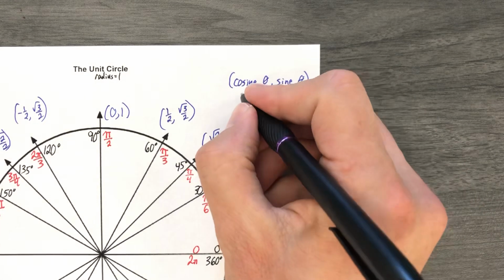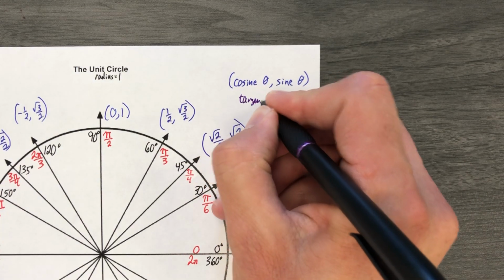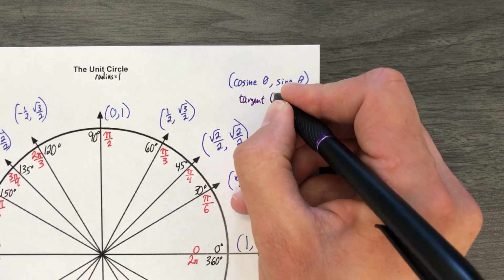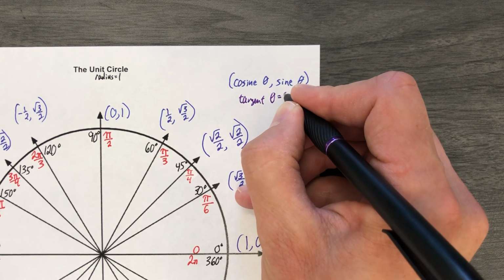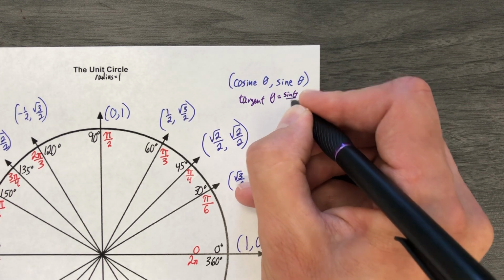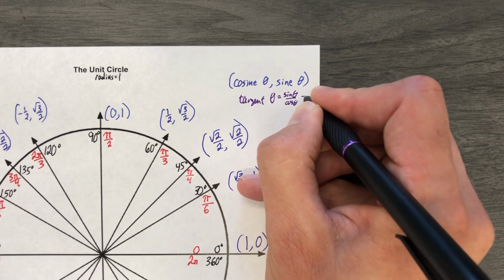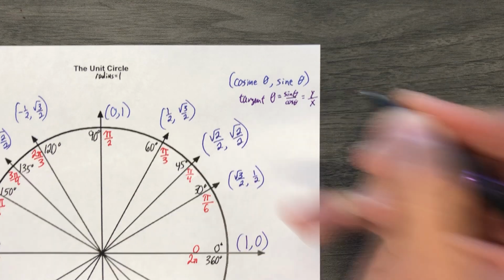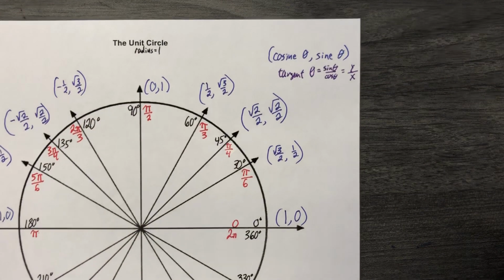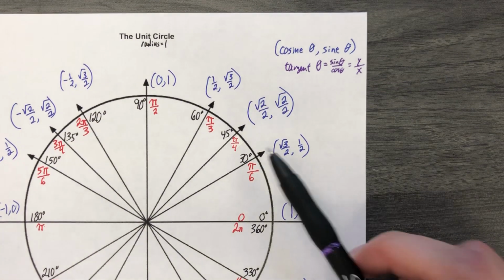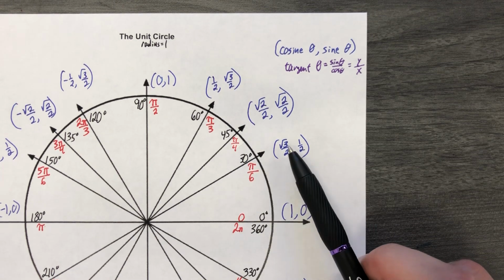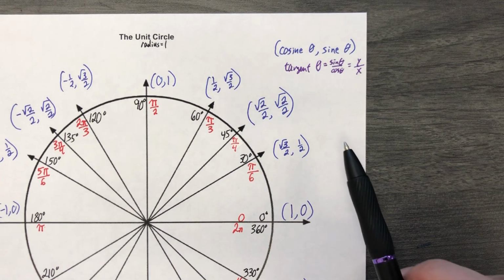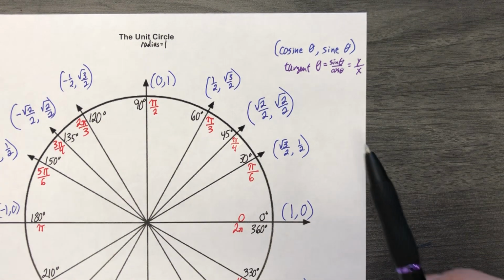Tangent of my angle is equal to sine of my angle over cosine of my angle, which is equal to y over x. Now, I can say, what's the tangent of 30 degrees? And you would say 1/2 divided by square root of 3 over 2, and you have to figure it out. How about we figure them all out right now real fast?